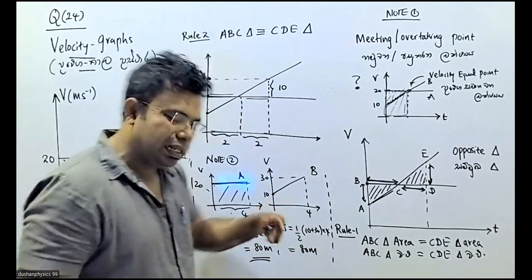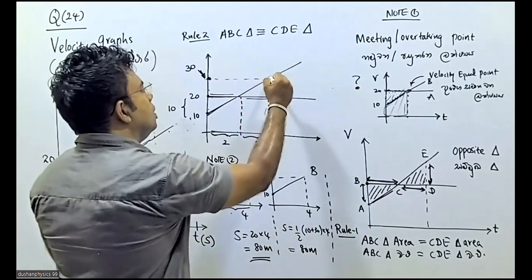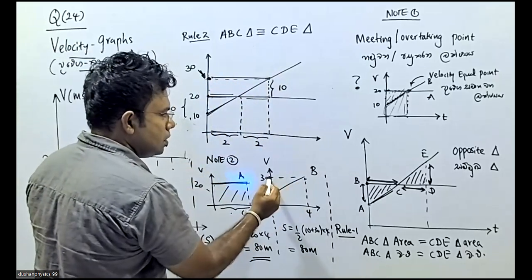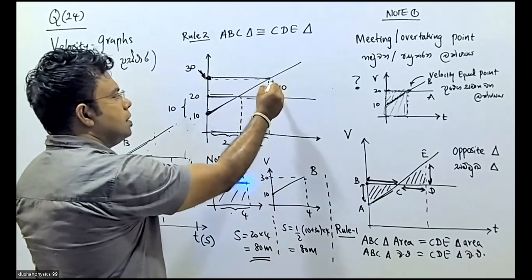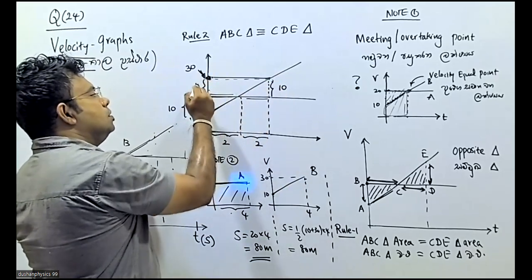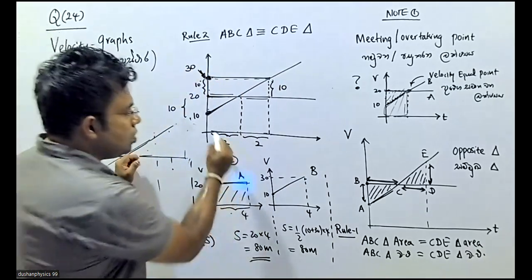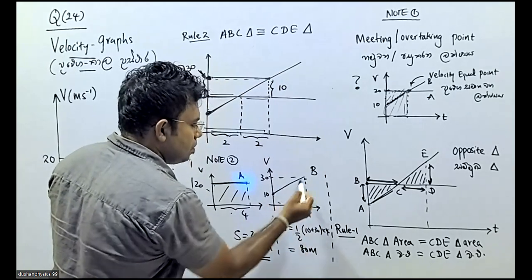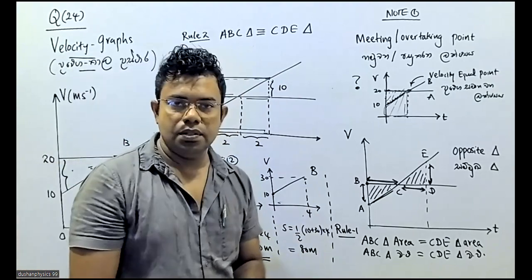For B, let's take 10, and here it should be 30. That's why I have written 10 and 30. Because of the congruency, this gap is 10, that's why this point is 30. The entire time is 4. So half into 10 plus 30 into 4. That is also 80 meters.